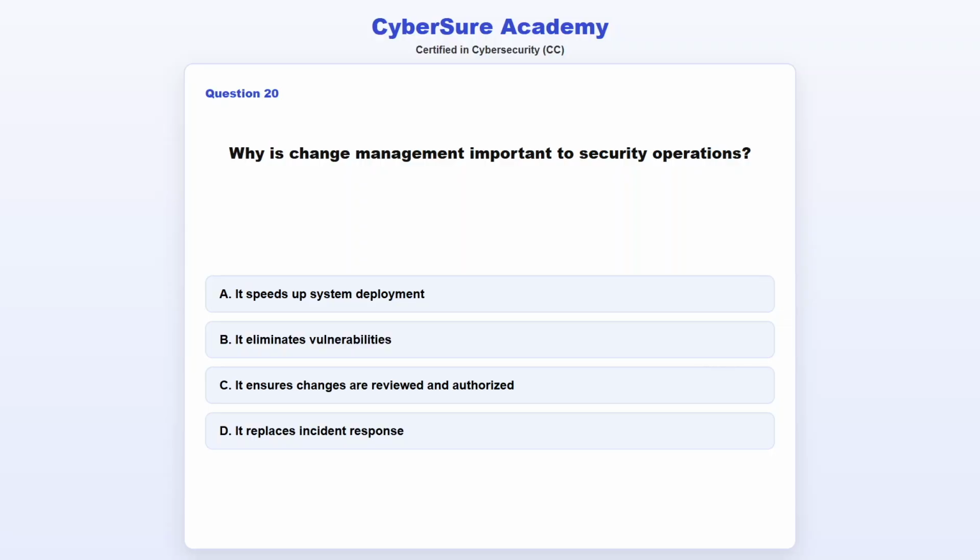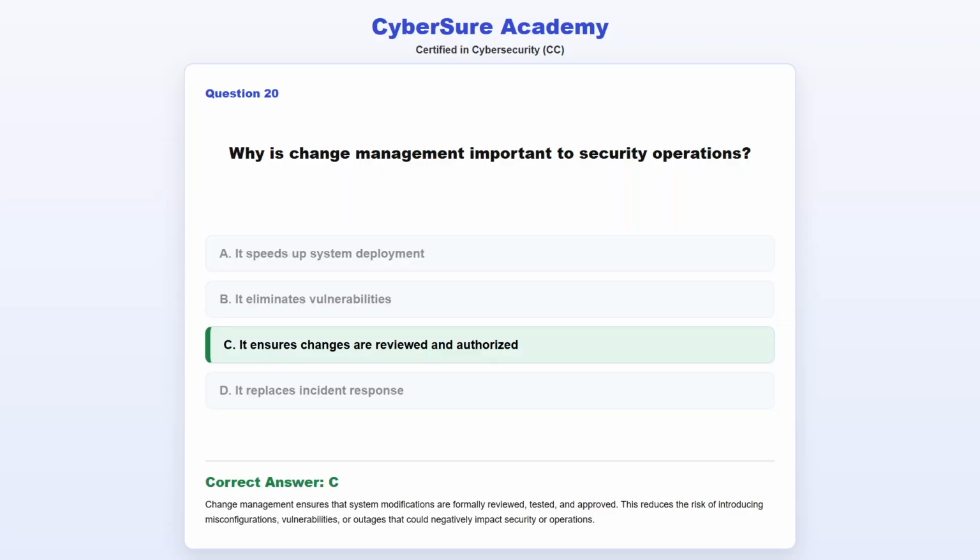The correct answer to question 20 is C. It ensures changes are reviewed and authorized. Change management ensures that system modifications are formally reviewed, tested, and approved. This reduces the risk of introducing misconfigurations, vulnerabilities, or outages that could negatively impact security operations.